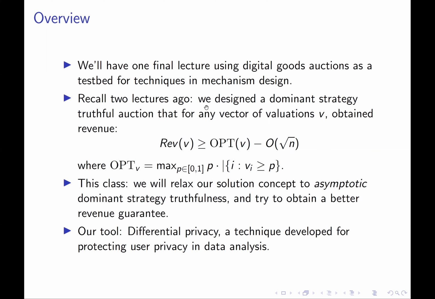And the tool that we're going to use is differential privacy. So differential privacy is a tool that's been developed primarily in the data privacy literature. That's why it's called differential privacy. It's actually pretty cool. We'll touch on it only briefly in this lecture, but if you're interested in these kinds of things, there's a lot you can read up on it.